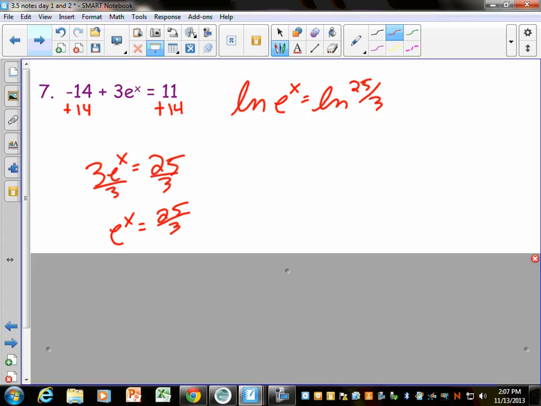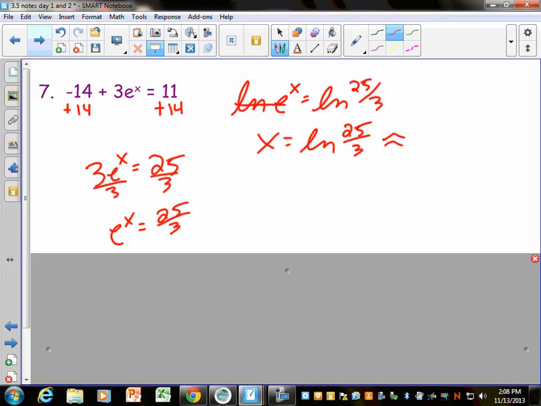You could think about bringing the x in front, or you could just think about that just cancels, and you're left with x equals ln of 25/3, which will be the same as ln of 25 minus ln of 3, which is what you would get if you ln'd at that step before.